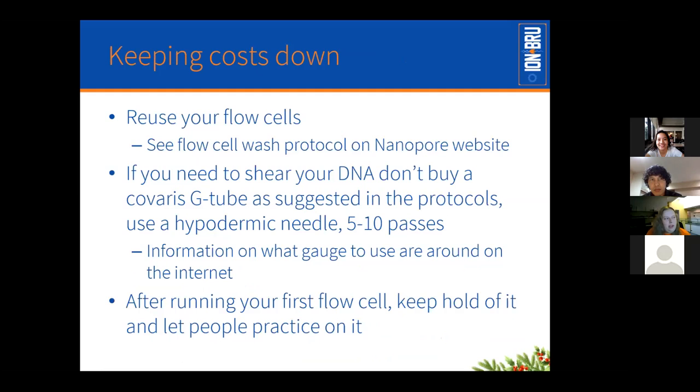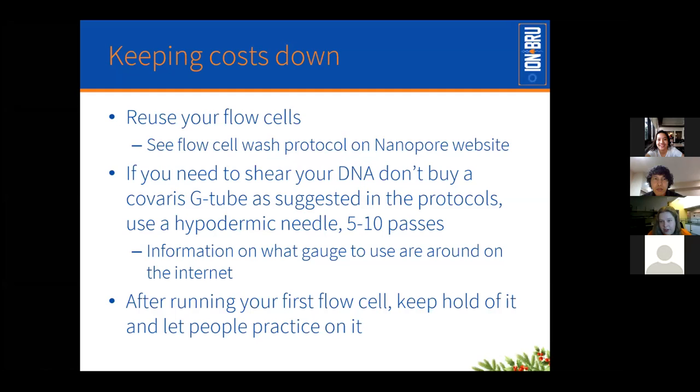So for keeping costs down, do reuse your flow cells. You can wash your flow cell and reuse it. There's very little carryover, possibly no carryover. I won't say there's definitely no carryover, but the carryover is very low. And basically the wash kit uses a nuclease to digest your previous library. So when you put a new library on, there shouldn't be anything in there.